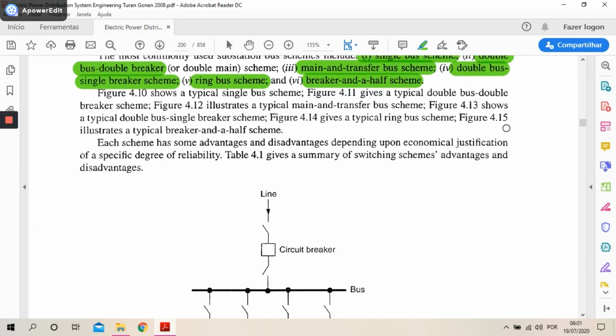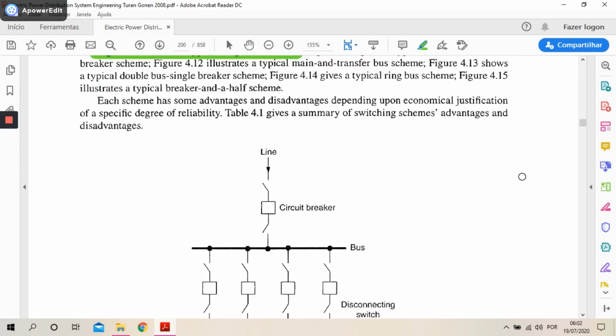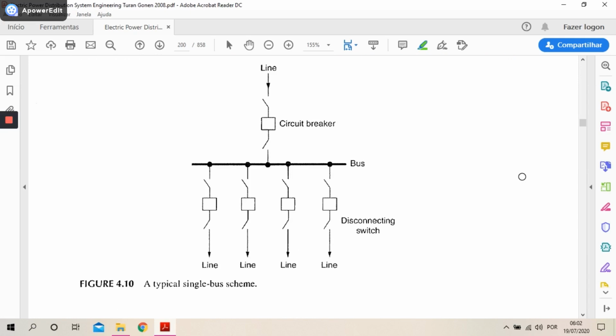Now let's see. The book is going to give us some schemes to see. Let's begin with figure 4.10. Figure 4.10 shows a typical single bus scheme. So this is figure 4.10, a typical single bus scheme. Can you see? The incoming line, the circuit breaker, the bus, and other breakers with disconnecting switches.